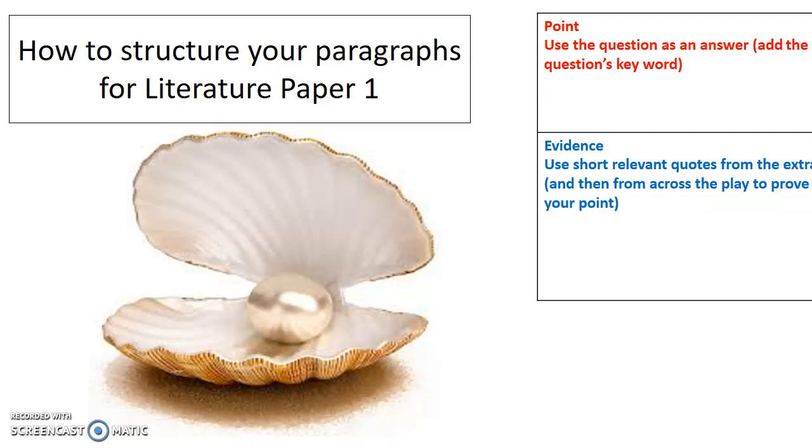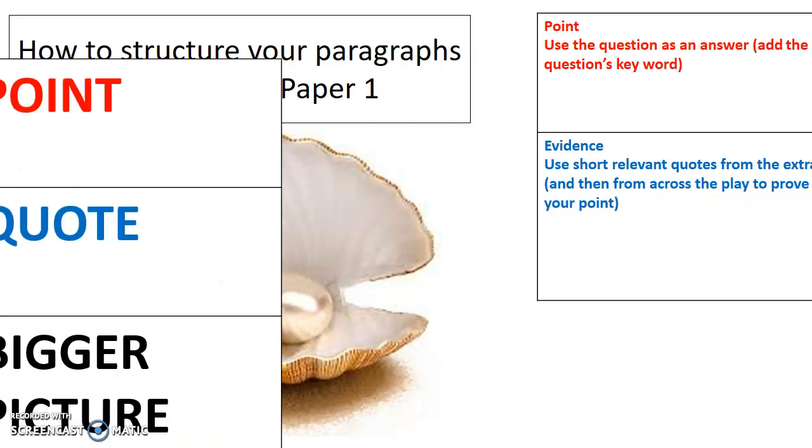P stands for point, using the question as an answer in your point sentence at the beginning of each paragraph. E stands for quotes and evidence. If you've got no quotes, you've got no hope. So make sure you've got some quotes from the extract for Macbeth for Literature Paper 1, Section A. And then you also need to remind yourself that A stands for analysis, analysis of language and structure, and analysis of the effect on the reader. That leads us on swiftly to reader, which is R.